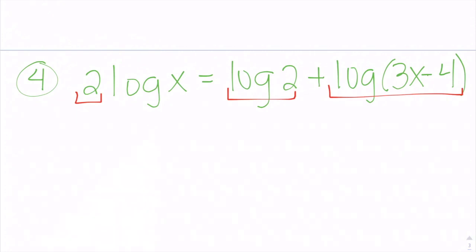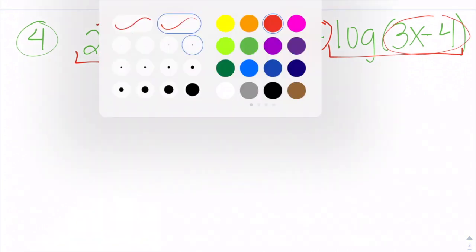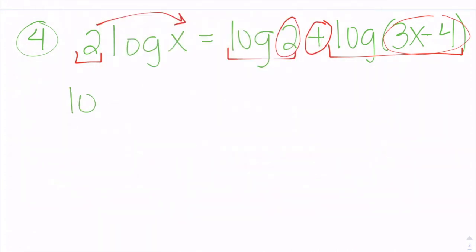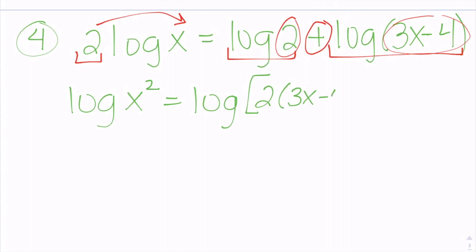And so when you have a number in front of a logarithm, like on the left here, you want to remember you can move that up to become the exponent of the argument. And then on the right, we have addition between these two, and so we're going to condense by multiplying our arguments here together. So that ends up giving us log of x squared equals log of 2 times 3x minus 4.